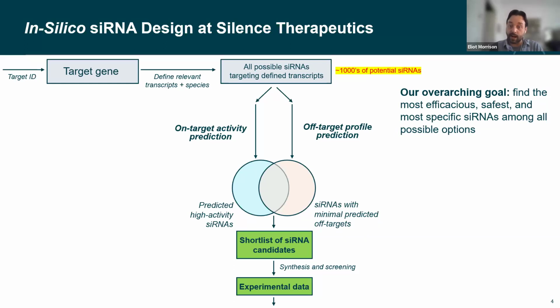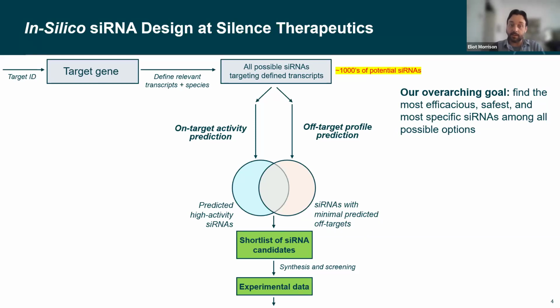This is a very high-level, broad strokes overview of our in silico siRNA design pipeline. And what we see is that once we've decided on a target gene that we want to develop a therapeutic siRNA against, we often have thousands, if not tens of thousands, of possible options in silico that we could choose from, essentially many thousands of potential siRNAs. And the way that we narrow this down to a more manageable number is through two parallel in silico workflows.